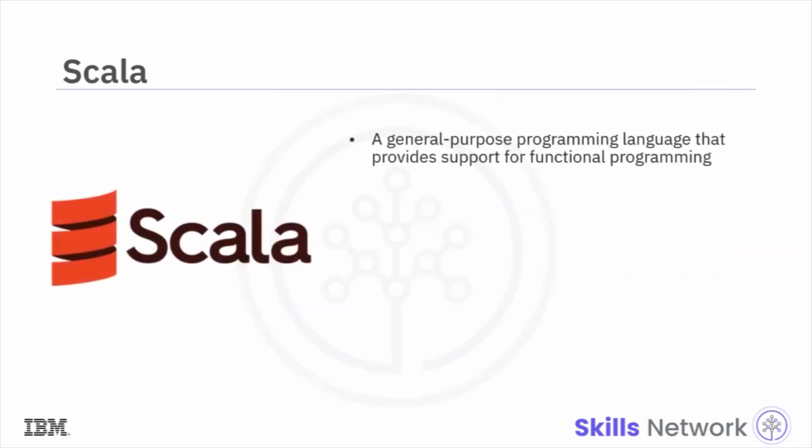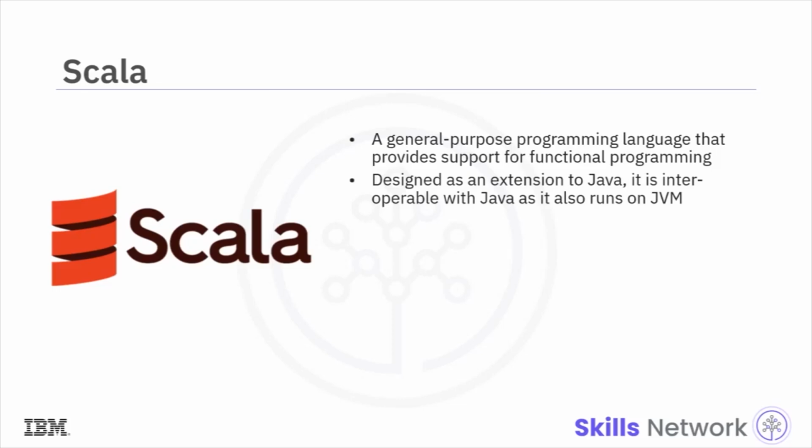Scala is a general-purpose programming language that provides support for functional programming and a strong static-type system. The Scala language was constructed to address the shortcomings of Java. It is also interoperable with Java as it runs on the JVM. The name Scala is a combination of scalable and language. This language is designed to evolve with the requirements of its users.